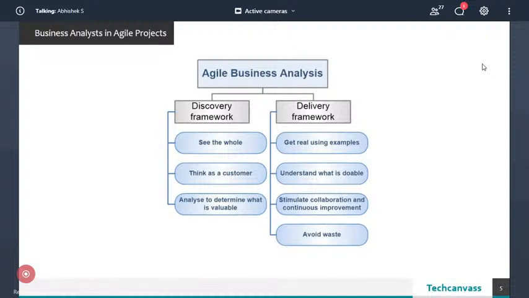So these are basically a couple of principles that an agile business analyst should follow, considering that the time span of an agile business analyst is distributed everywhere. It is right from the discovery to the delivery. So that's how it is important.